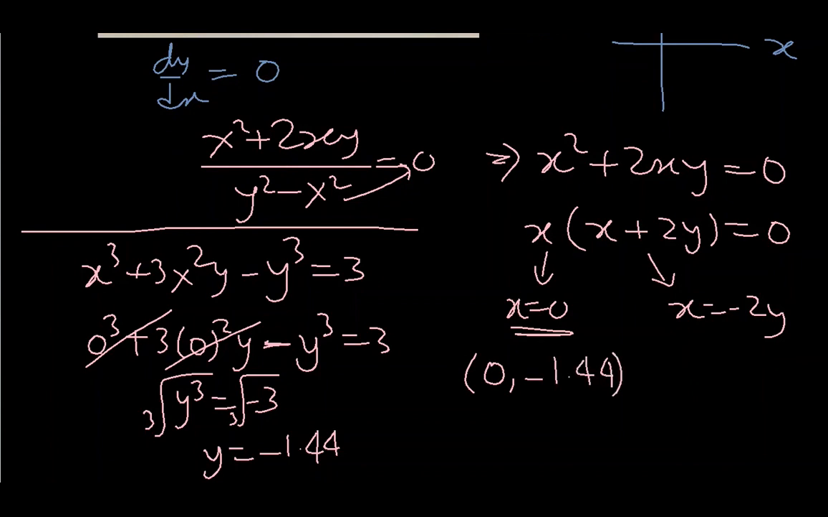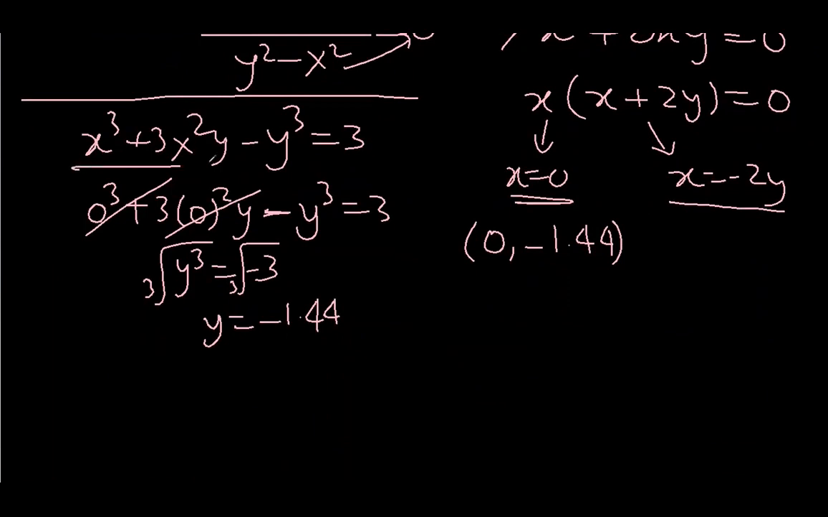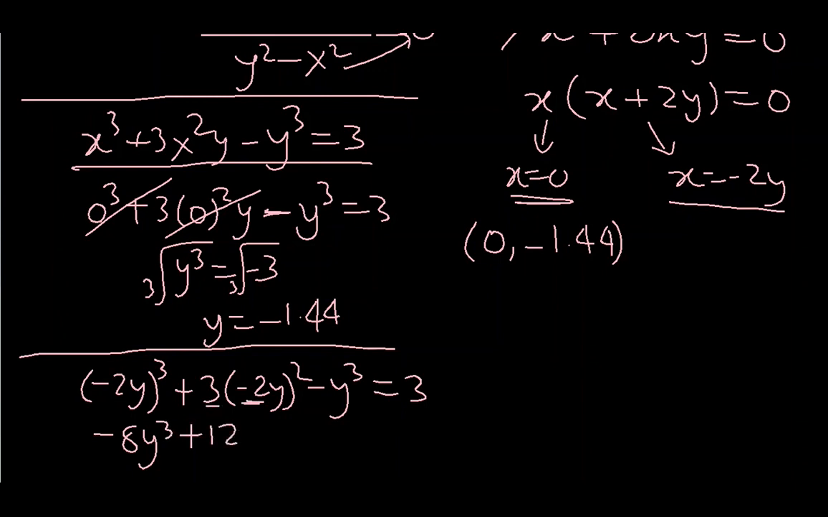Now, this is going to challenge us a little. What will we do? We'll use the same equation again to find the x and y coordinates. So, x equal to minus 2y. So, in place of x, we will write minus 2y cube, plus 3 times minus 2y square, minus y cube equal to 3. So, minus 8y cube, and this is 4 times 3, 12y square, and times y. There was y also, right? There was y. Minus y cube equal to 3.